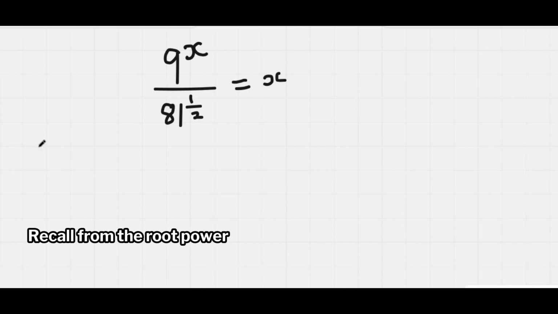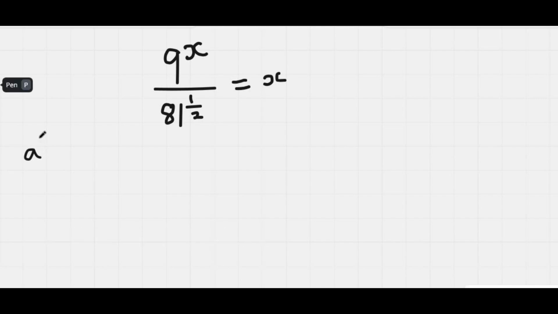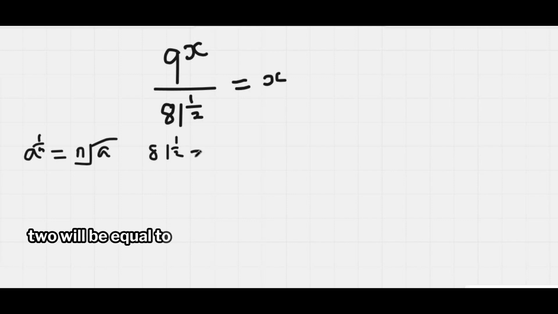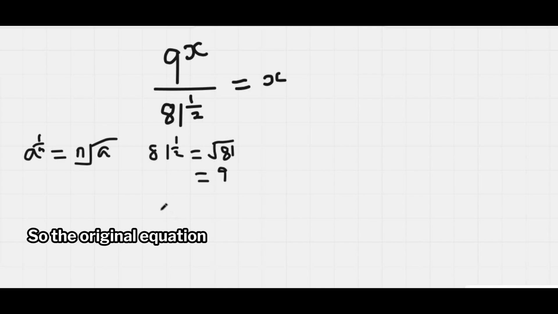Recall from the root power law of indices that a raised to power 1 over n is equal to the nth root of a. So 81 raised to power 1 over 2 will be equal to the square root of 81, and that would give us 9. So the original equation becomes 9 raised to power x divided by 9 equals x.